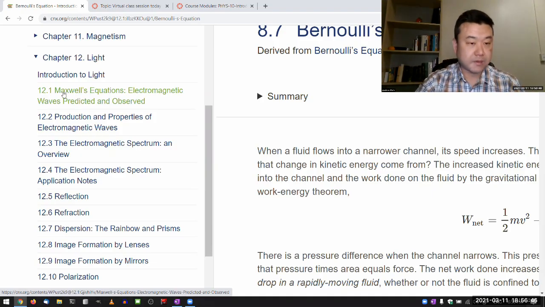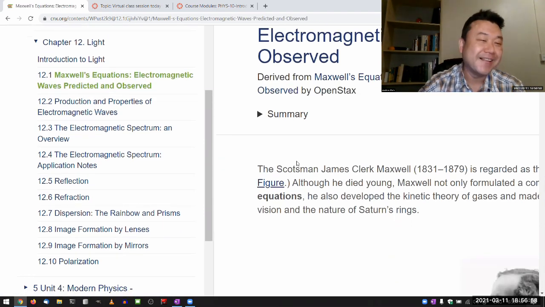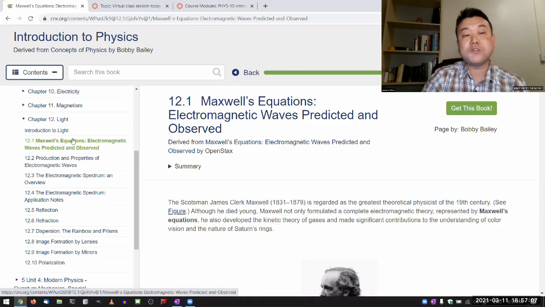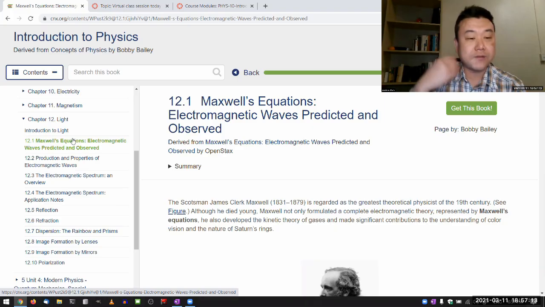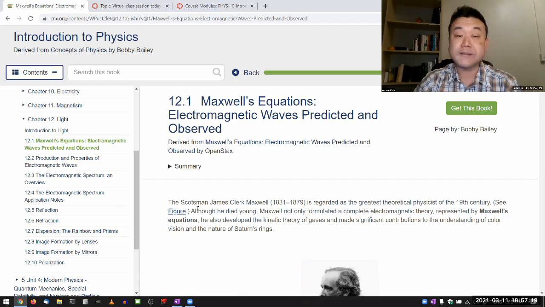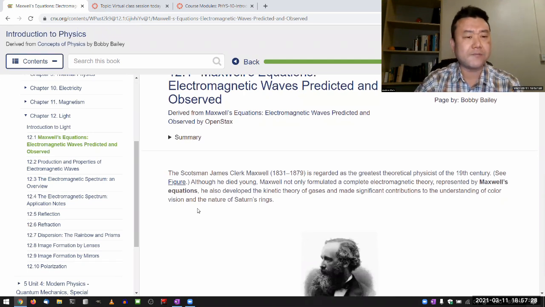The guy who gets credit is Maxwell. What's his first name? I forget his first name. James Clerk Maxwell. He developed a unified theory of electricity and magnetism. And in the process of developing that unified theory, he predicted that you could have a wave of electricity and magnetism, or a wave of an electric field and magnetic field.